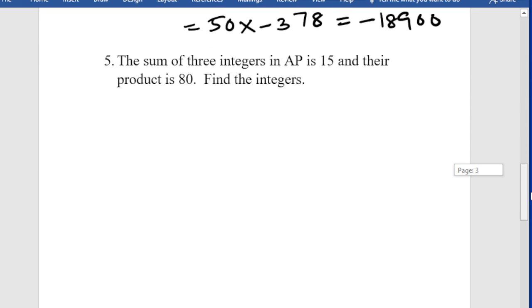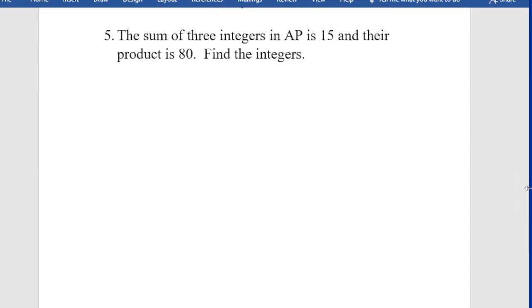Okay. Now we do the next one. The sum of three integers in AP is 15 and their product is 80. Find the integers. Three integers are in arithmetic progression. Their sum is 15 and their product is 80. We need to find the integers.